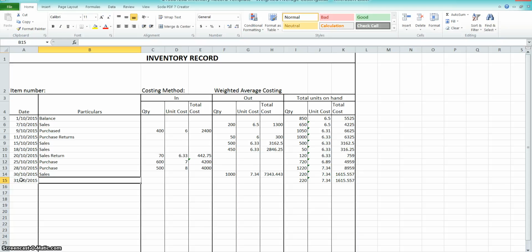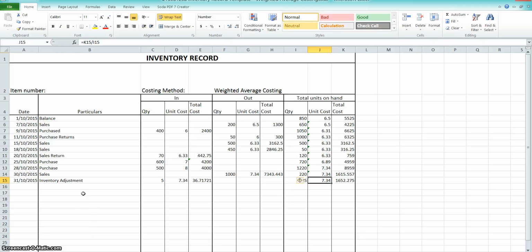Okay. All right. So on the 31st of October, 2015, we had a physical stocktake which revealed that there were 225 units on hand. What we've got recorded here is 220. So we need to add in the other 5 units that we still have. What we call that is an inventory adjustment. Put in our 5. For the unit cost, we'll equal the one above in that total. And then we will multiply those two together. So now 225 is matching. And our final unit cost is $7.35.